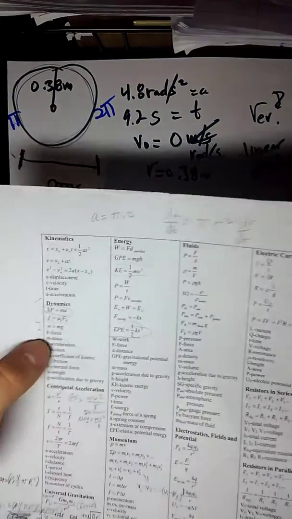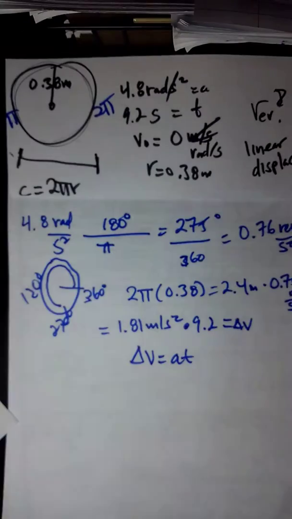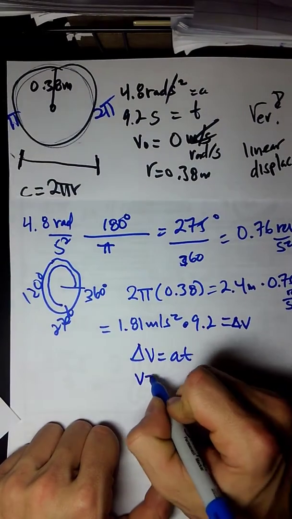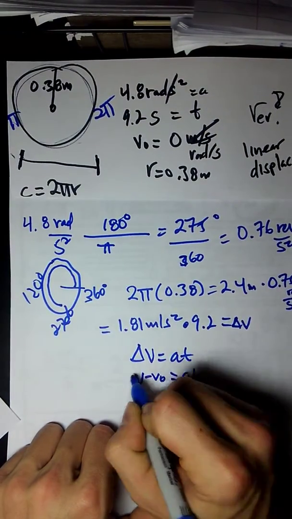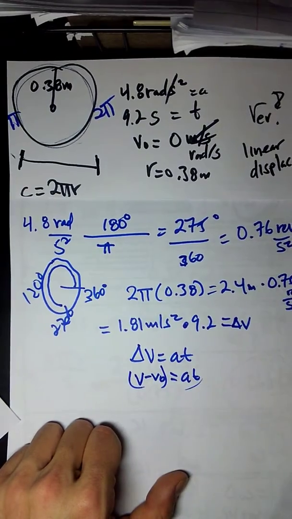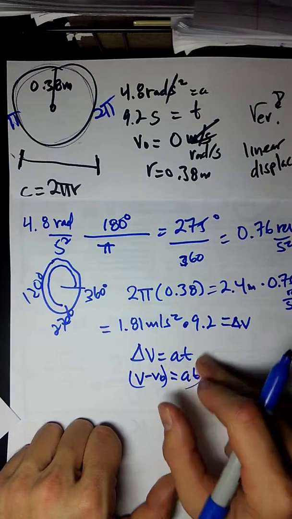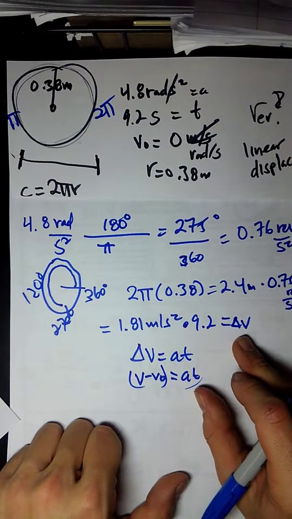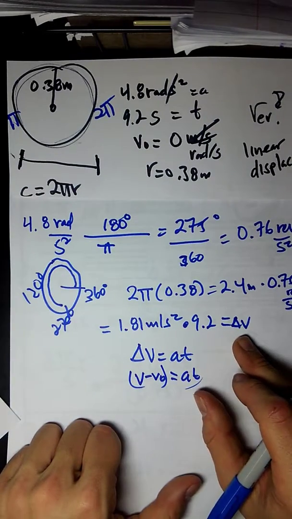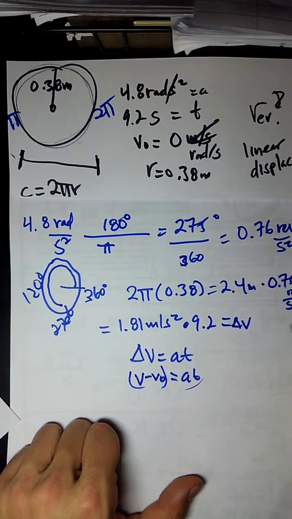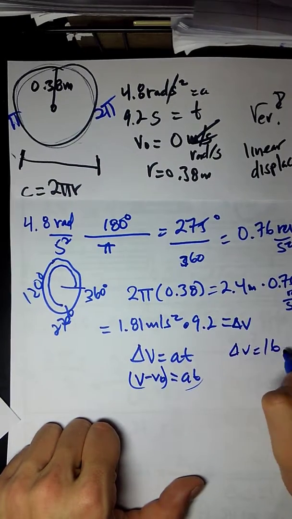So this is my delta V equals my acceleration times my time. It's written on the AP Physics 1 formula sheet. If I rearrange it so that V minus V initial equals the acceleration times the time, it's the same thing as writing delta V minus V initial equals my acceleration times my time. So when I solve for my delta V, I'm going to wind up getting my change in velocity is equal to 16.32 meters per second.